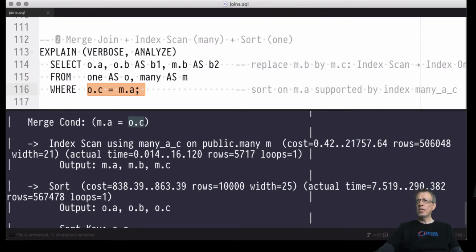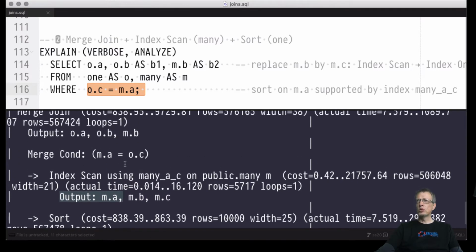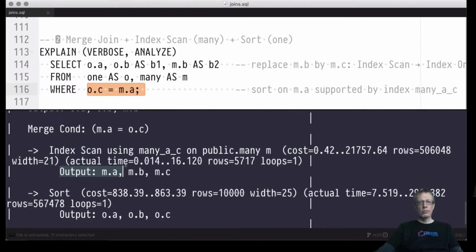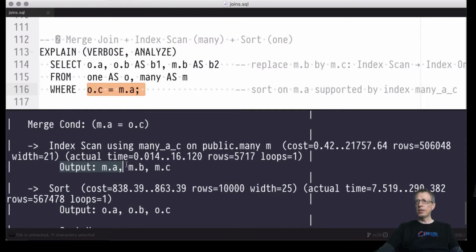We find an index scan on the many side. Indeed, this index scan can deliver rows of the many table in A order. And this is what we exploit in the top level merge join node here. There is no need for an extra sort operation on the left hand side of the input.